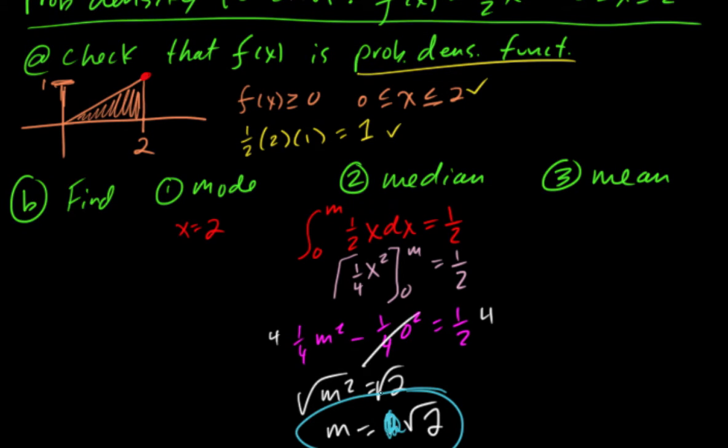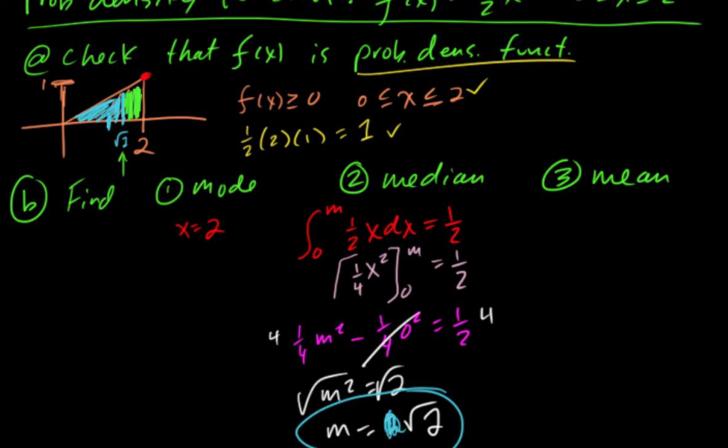So basically what that's saying is if we find the square root of 2, so we have 1 here, and then the square root of 2 is right here. The area right here is going to be half the area, and then the area right here is going to be the other half of the area. So this is the value m that shows us where half of the area is. Okay. Once again, that's the median. Now we're going to find the mean.